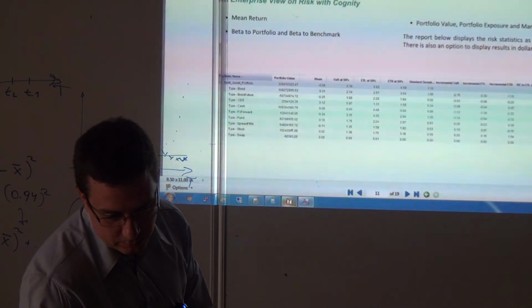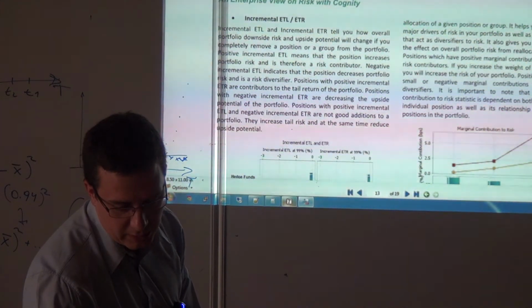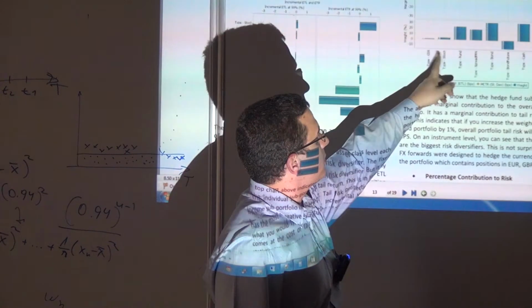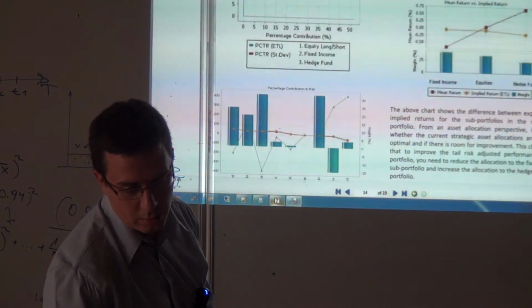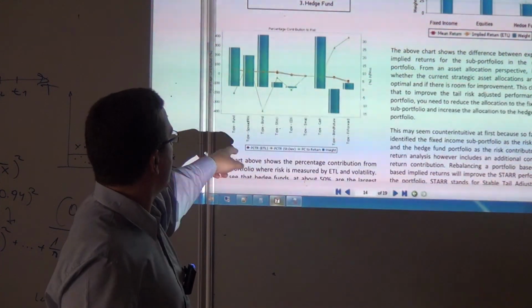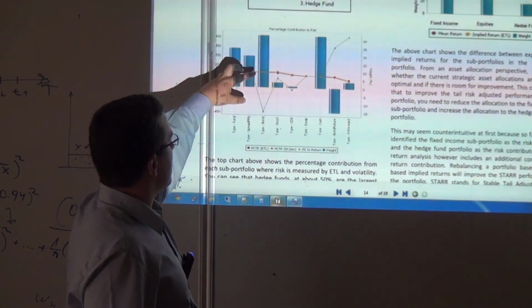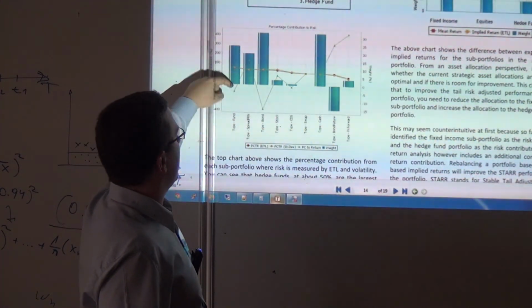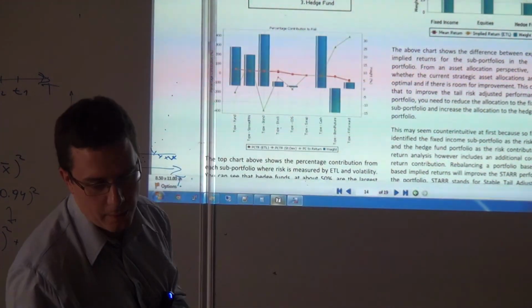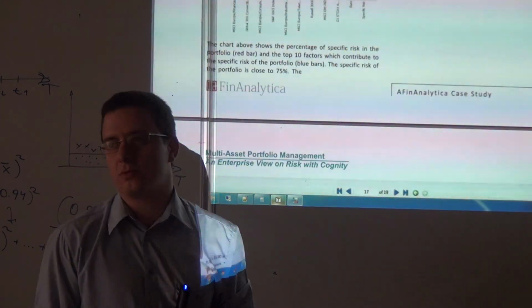The return and some splits. We have here again a discussion on the incremental, the marginals and whatnot. Some graphs on the percentage contribution, and you can compare the percentage contribution to ETL and standard deviation with the weight, and the green one is percentage contribution to return, so you can see the return as well. There is, yeah, too much.